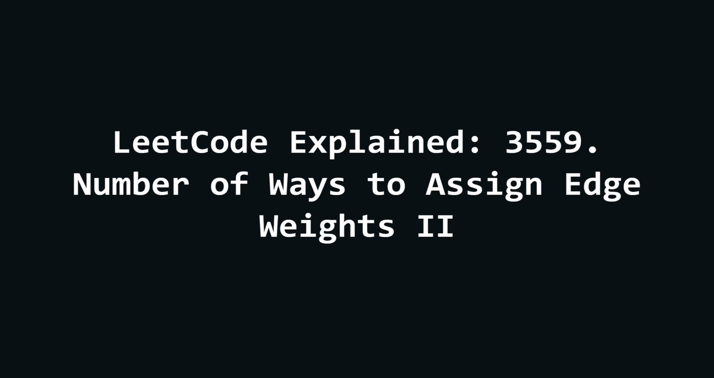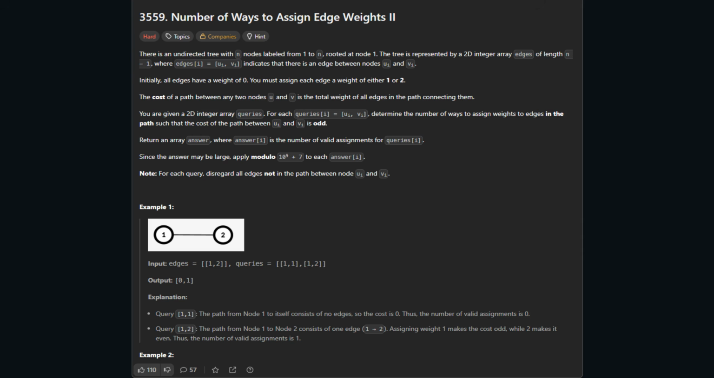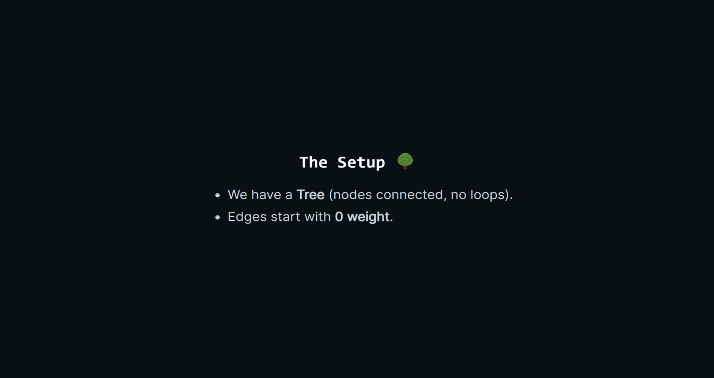Let's tackle today's challenge. We are looking at a hard problem today called Number of Ways to Assign Edge Weights. Here is the problem page on LeetCode. It looks a bit dense with all the math, so let me break down what it's actually asking. We are given a tree network, which just means a bunch of nodes connected by edges without any loops.